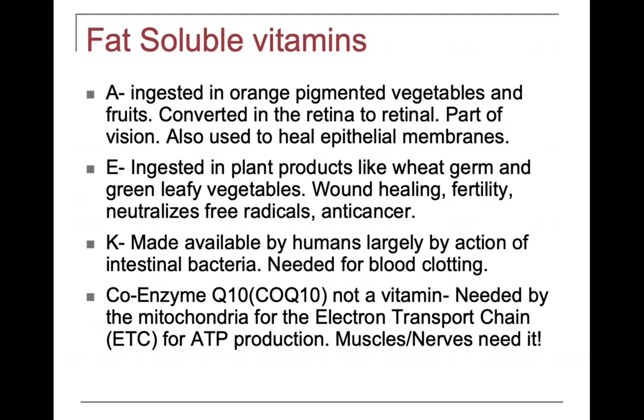Vitamin A is found in orange and yellowish pigmented vegetables and fruits. It's converted in the eye, in the retina, to retinal. It's involved in vision. Vitamin A is also needed for epithelial membranes. We'll talk about epithelial membranes when we get into tissues. We'll talk about epithelial tissue and connective tissue.